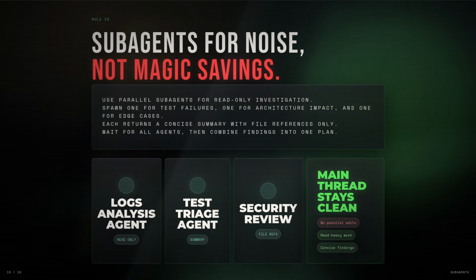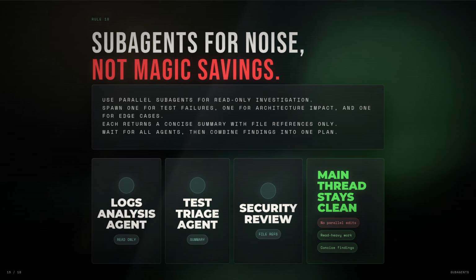Here's a good prompt. Use parallel sub-agents for read-only investigation. Spawn one for test failures, one for architecture impact, and one for edge cases. Each returns a concise summary with file references only. Wait for all agents, then combine findings into one plan. The keywords are read-only and summary. That is the win. You're not asking 10 agents to fight over the same file. You're asking them to absorb noisy details and return the useful signal. Avoid sending multiple agents to edit the same files at the same time. That usually creates coordination work, and coordination work burns tokens too.